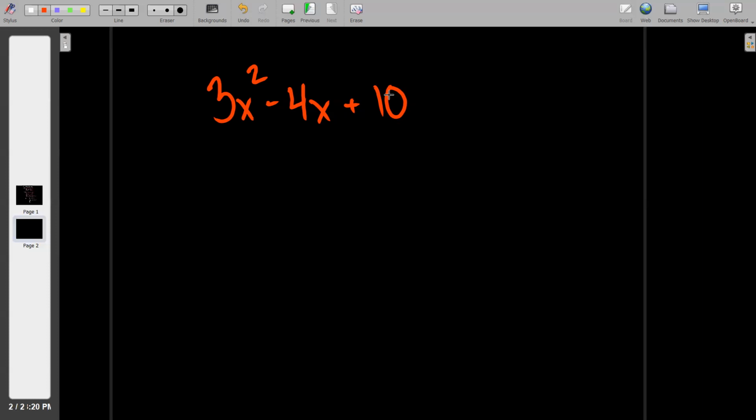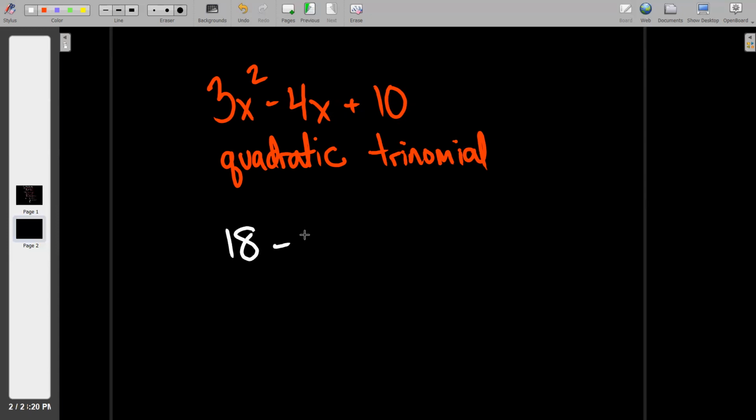That's enough time, I think. Tuff? That is perfect. This is a quadratic trinomial. Nice, good job. How about 18 minus 5x to the 4th?